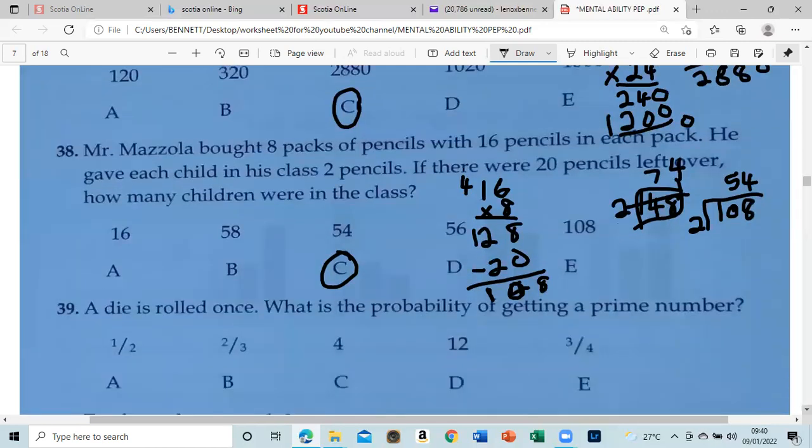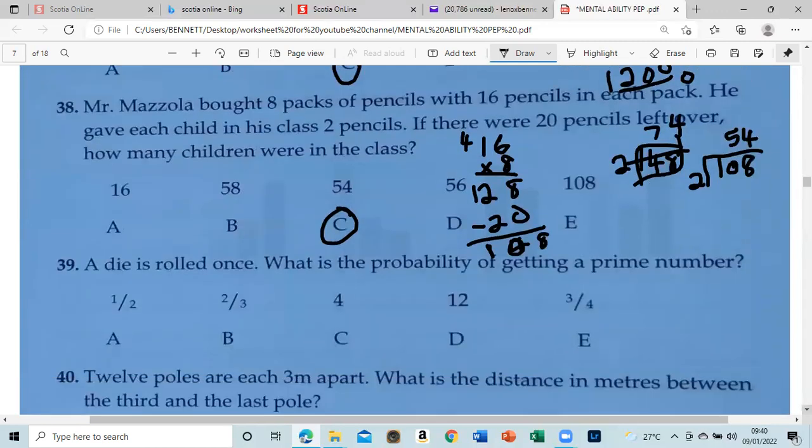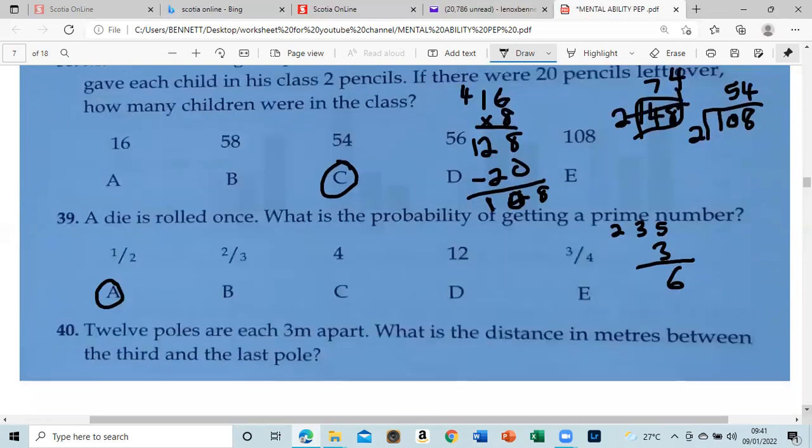A die is rolled once. What is the probability of getting a prime number? So first of all, how many numbers are on a die? That's 6. How many prime numbers are there? 2 is a prime number, 3 is a prime number, and 5 is a prime number, right? 6 is not, 4 is not. So that will be 3 over 6. So I'll break it down, get the half. 1 is not a prime number, guys. Please remember that, because it only has 1 factor.